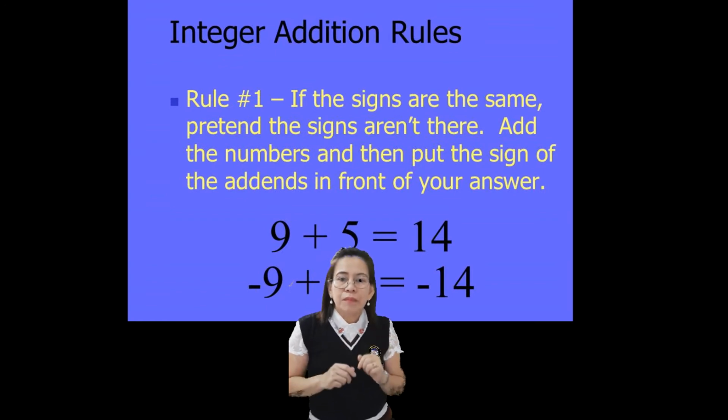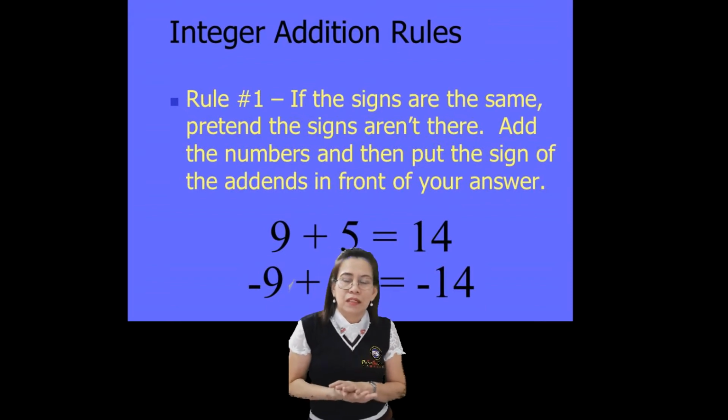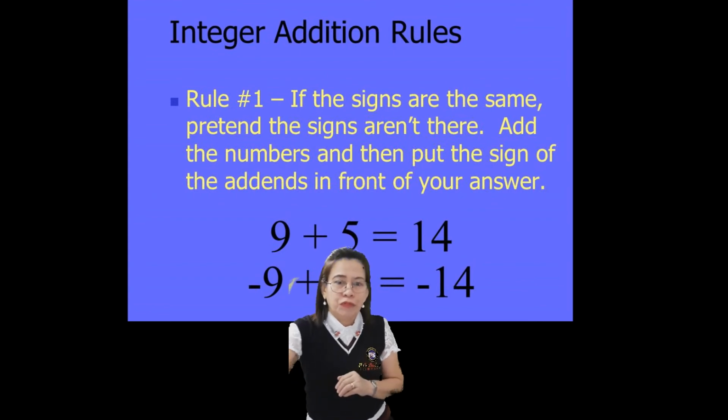Let's say 5 plus 9 equals 14, or 9 plus 5 equals 14. Negative 9 plus negative 5 equals negative 14.